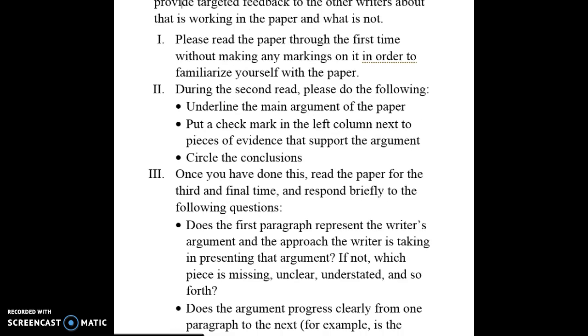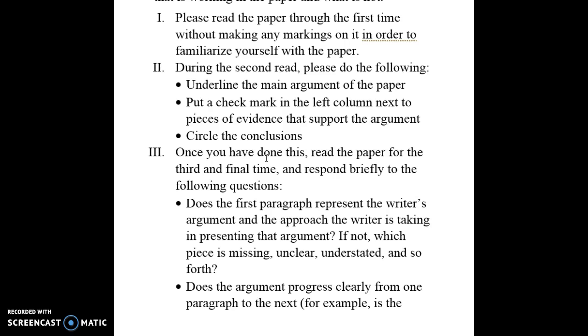The second step would do 3 things. You'd look for the main argument of the paper. You'd put a check mark on the left side next to the evidence that supports the argument, and that's very important in business writing, evidence. This is where your citations would go. And you would circle the conclusions.